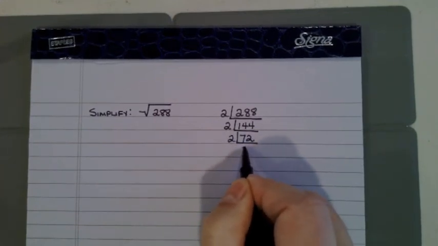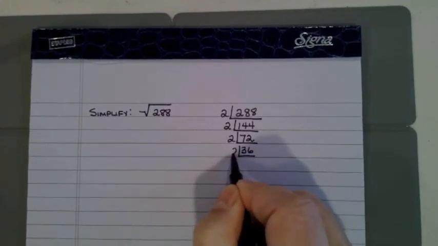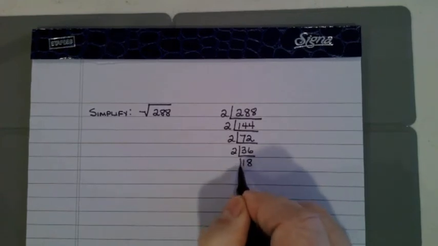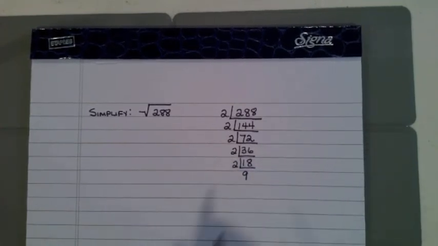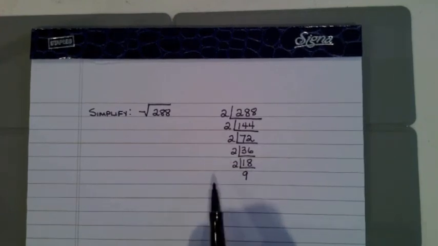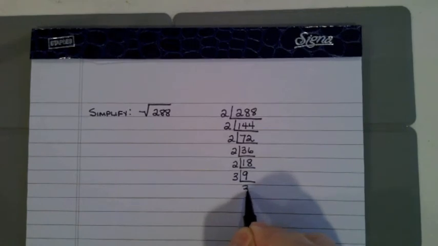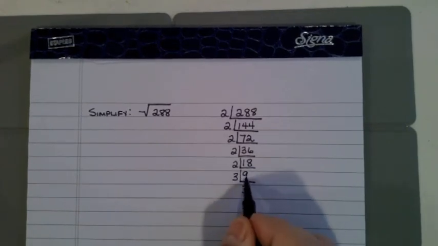72 divided by 2 is 36. I take 36, divide it by 2, 18. I continue to divide by 2 until it doesn't work anymore. 2 will not go into 9, so I have to go to my next prime number, which is 3. And then once I get a prime number right here, I'm done making this upside down division bar.